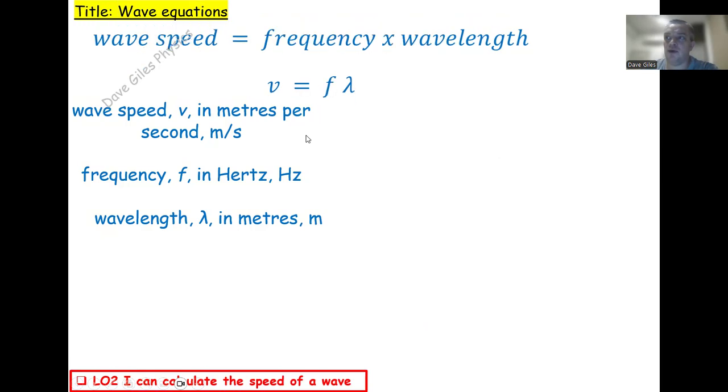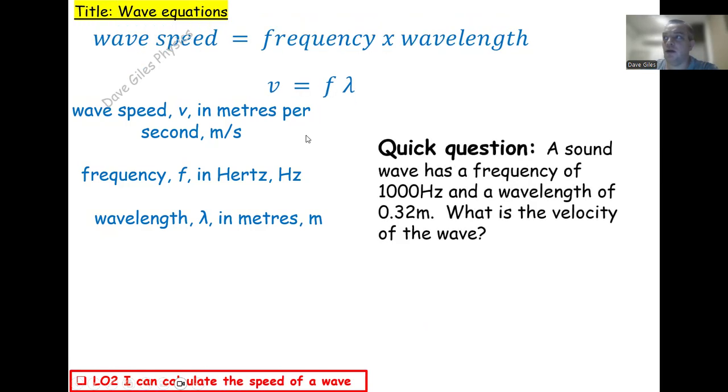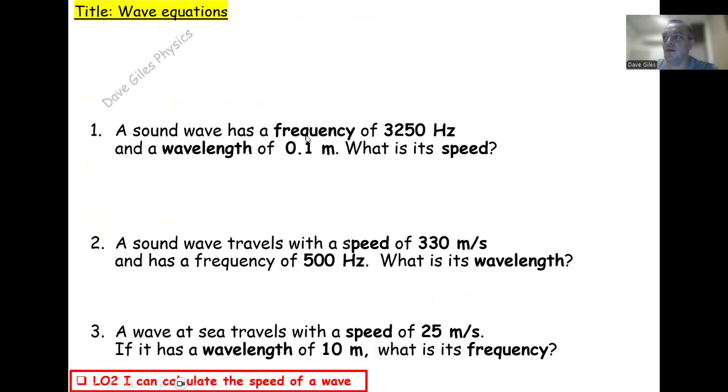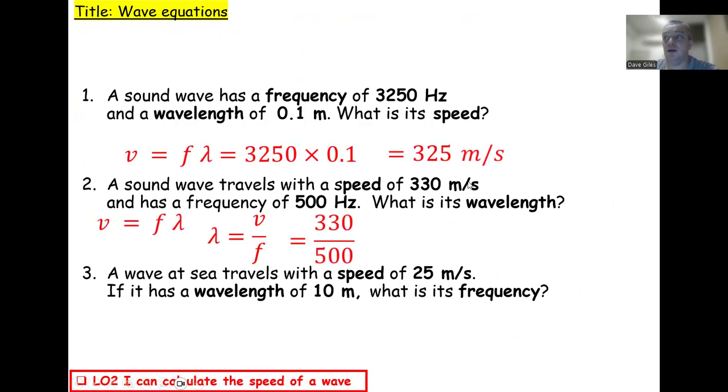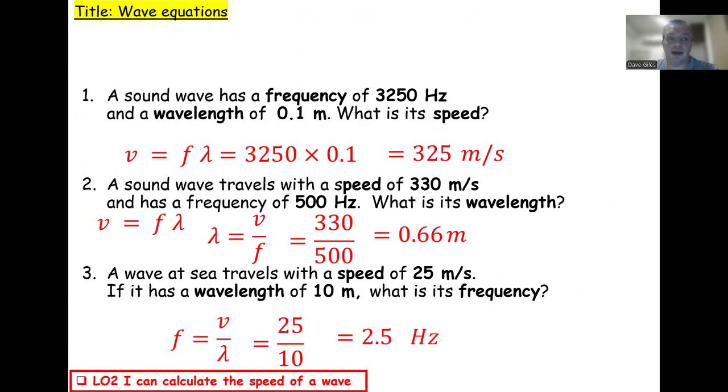So it's going to put on twice by mistake, sorry. I'm just going to put 3 very quick questions for you to have a go out there. As usual, pause it, and I'll put the answer on in a few seconds. Yes, the first one's 325 meters per second. Next one is 0.66 meters. And the third one is 2.5 hertz.